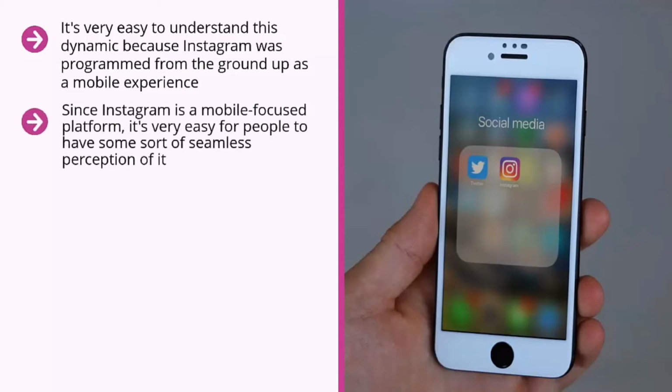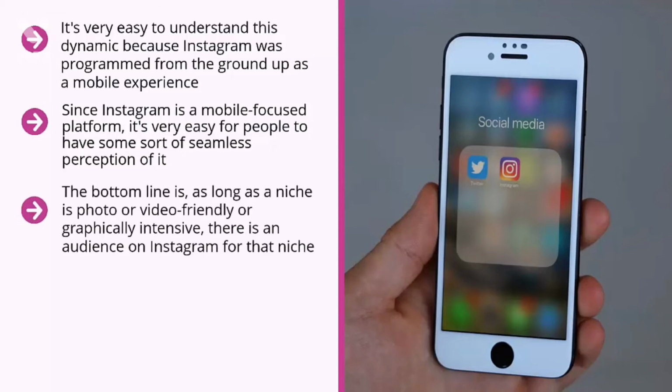Since Instagram is a mobile-focused platform, it's very easy for people to have some sort of seamless perception of it. It just becomes part of their daily routine. They treat Instagram the way many people used to read the newspaper first thing in the morning. It shows no signs of saturation because there are so many niches that can be promoted on Instagram. The bottom line is, as long as a niche is photo or video friendly or graphically intensive, there is an audience on Instagram for that niche.